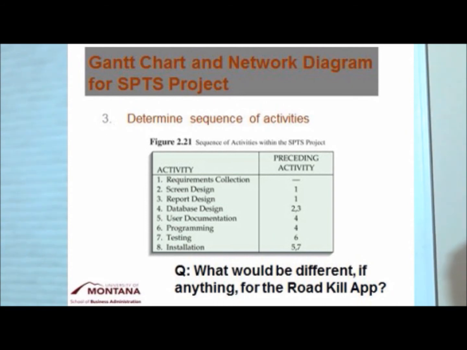We give some thought, and the preceding activity column is what you need to think about. We gave some thought to what must be completed before we go on to the next task. And again, I asked the question, what would be different for our roadkill application? I actually think the answer is pretty much nothing would be different in this particular case. This is a very standard way of doing things.